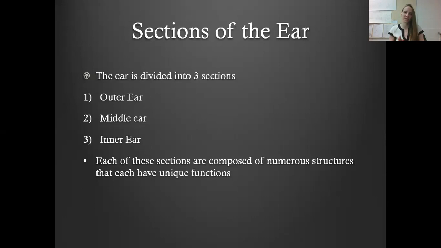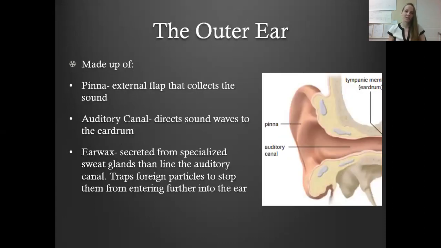Okay, there are three different sections of the ear: the outer ear, the middle ear, and the inner ear. And there's a bunch of different structures in each of these. So the outer ear is made up of the pinna, the auditory canal, as well as earwax. The pinna is just the external flap of the ear, and its whole job is to collect sound and funnel it into the auditory canal.